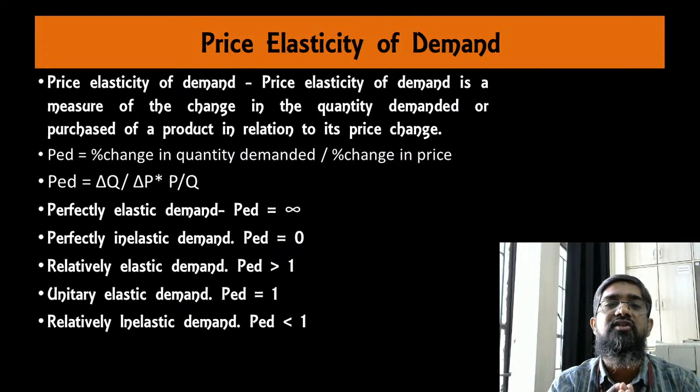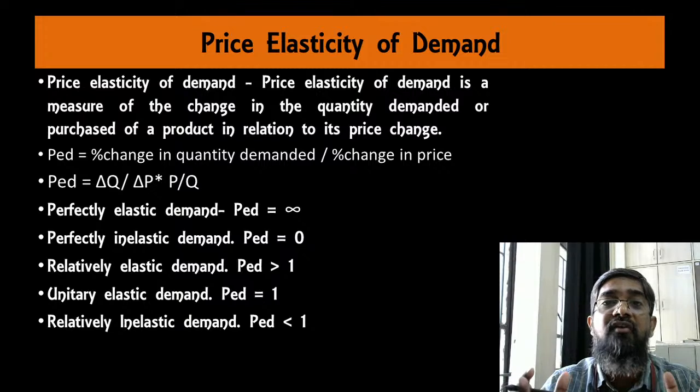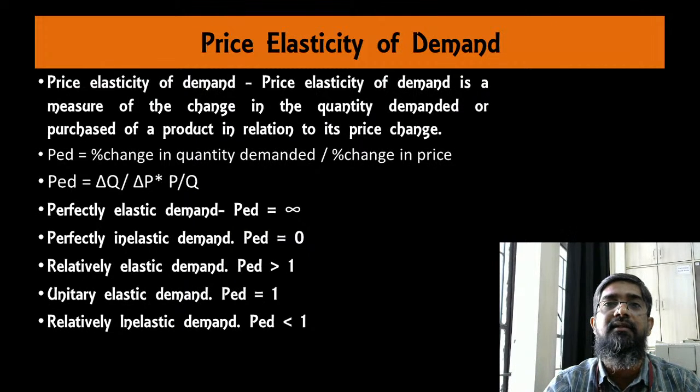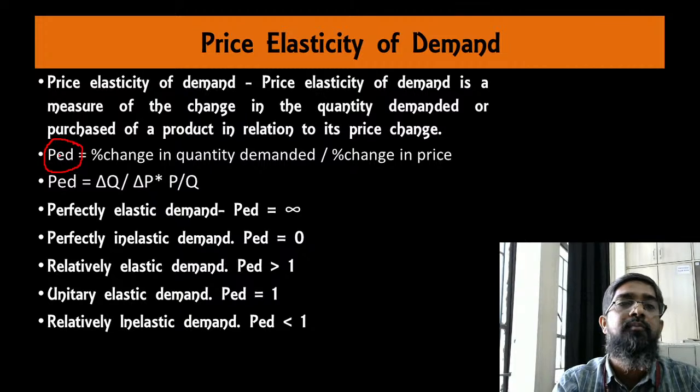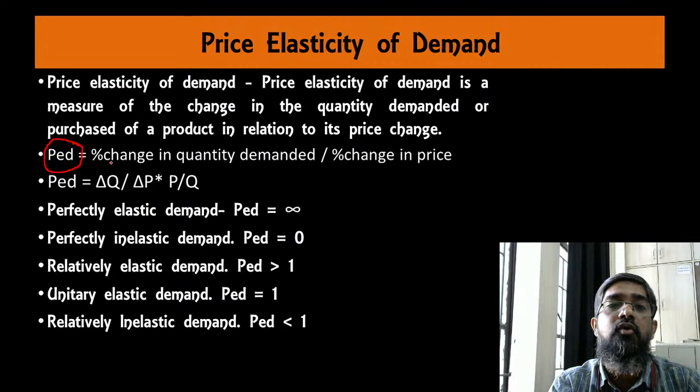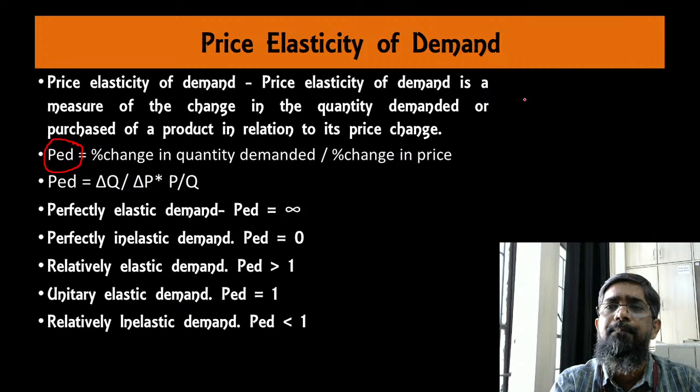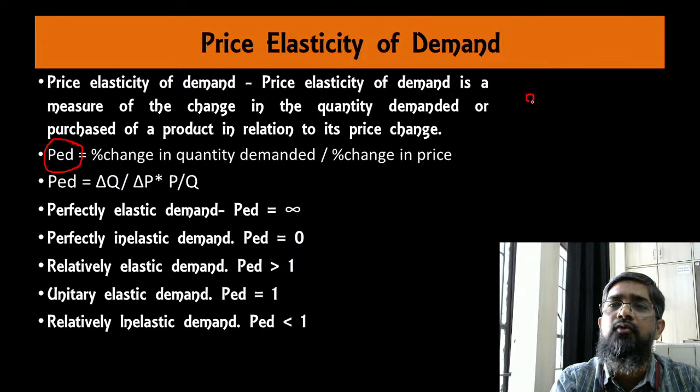So price elasticity of demand is nothing but a measure of change in the quantity demanded or purchase of a product in relation to its price change, right? So in simple words you can call it this. Look here on the screen, price elasticity of demand can be written as PED, price elasticity of demand, is equal to percentage change in quantity demanded divided by percentage change in price. For example, you are buying anything. Suppose percentage change in quantity demanded is say 20%.